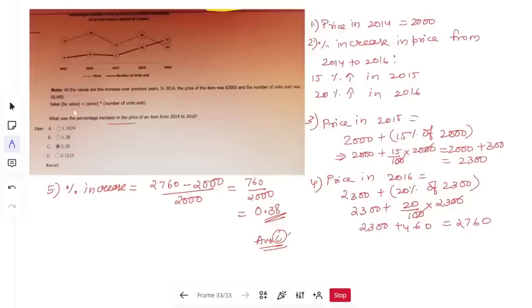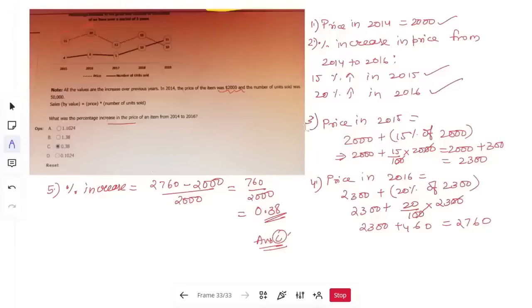So first of all, the data that is given to us is the price in 2014, which was $2,000. It is given to us here. Now we have to calculate the percentage increase in price from 2014 to 2016. From 2014 to 2015, how much has it increased? 15%. That is what we have written here, 15% price increase in 2015, and then 20% increase in 2016. Now we have to calculate the prices.